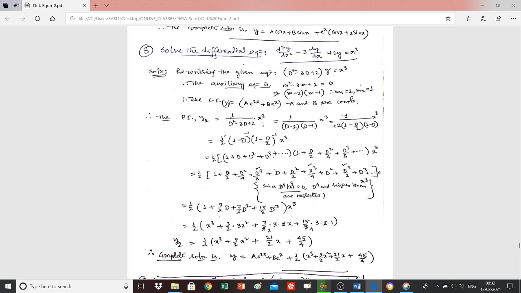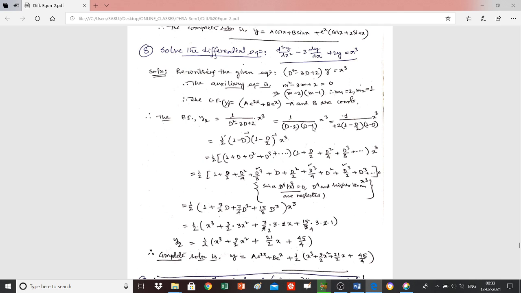But in this case, there is no term including e to the power x or sin x, etc. Only x cubed. So this first part is somewhat similar to the previous ones, but the particular integral will be different. So 1 by d squared minus 3d plus 2 can be written as 1 by d minus 2 times d minus 1, x cubed. That is equal to 1 by 2 times 1 minus d by 2, and this can be written as 1 minus d, unaltered, x cubed.